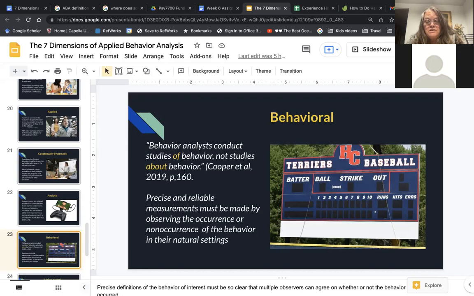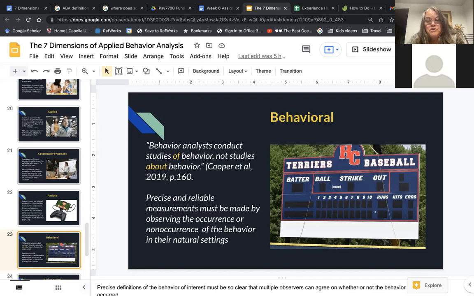Now, in order to be able to measure, we have to have definitions that are so clear that multiple observers can agree on whether or not the behavior occurred. Now, I love this picture of the baseball scoreboard because it's something familiar that we understand. This is a way of measuring behaviors that multiple observers understand. Did the batter hit the ball? Did he hit it within the defined area so that it's a hit that he can run on? Did he strike out? Has he struck out 3 times?